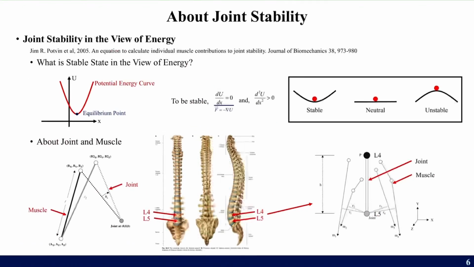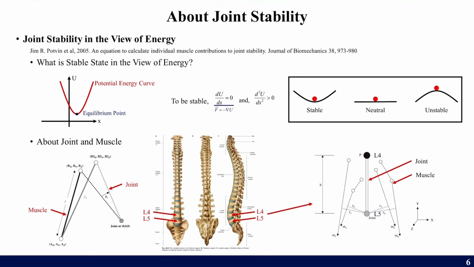Then we need to parameterize the joint stability, and there is a paper that defines the joint stability, that parameterizes the joint stability. The basic concept is its potential energy. So see the picture on the right. As you can see, there are three balls, and by calculating the first derivative and second derivative of the potential energy, I can distinguish the state of the particle.